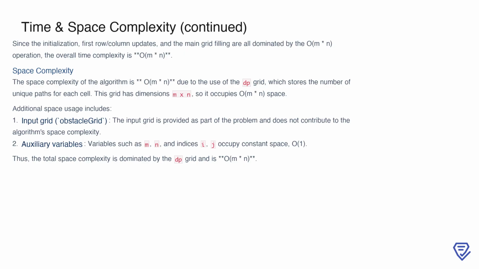Shifting our focus to space complexity, the algorithm also requires O(m*n) space due to the DP grid, which is used to store the number of unique paths for each cell. This grid has dimensions m×n, and its storage dominates the space usage. The input grid, obstacleGrid, is provided and doesn't add to the algorithm's space complexity. Additionally, auxiliary variables like m, n, and indices such as i and j only require constant space, O(1). Therefore, the total space complexity is determined by the DP grid and remains O(m*n).